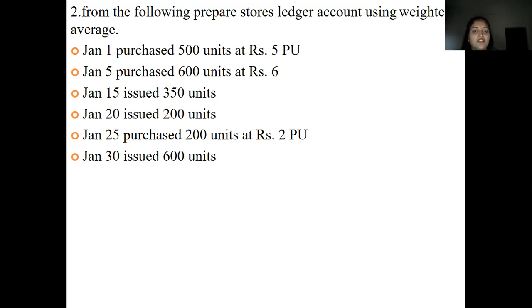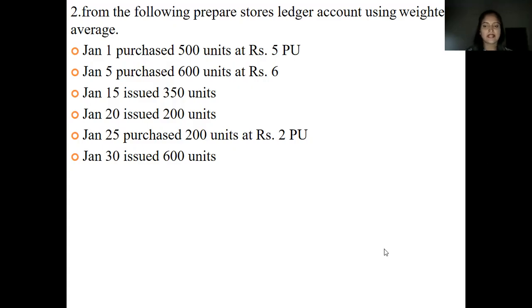On January 15th, issued 350 units. On January 20th, issued 200 units. On January 25th, purchased 200 units at rupees 2 per unit. On January 30th, issued 600 units. This is the problem. I hope you can consider this as an assignment, and as we have done the previous problem, I hope you can try the same problem. Thank you.